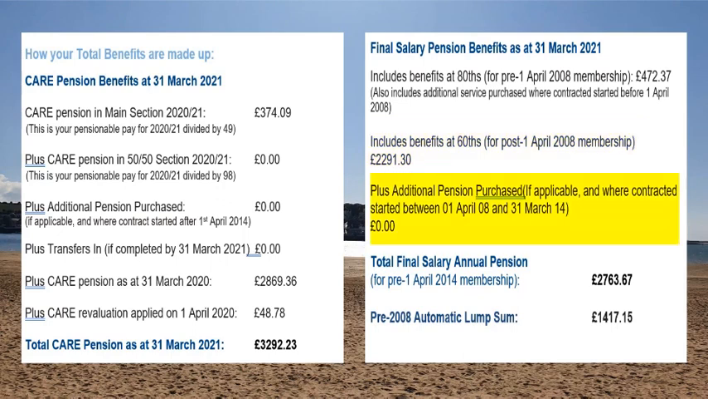If you commence purchasing any additional pension from the 1st of April to the 31st of March 2014, it will be shown here. The total final salary annual pension is your pension accrued from the two sections above. If you have membership before April 2008, your automatic tax-free lump sum will be shown on this page.